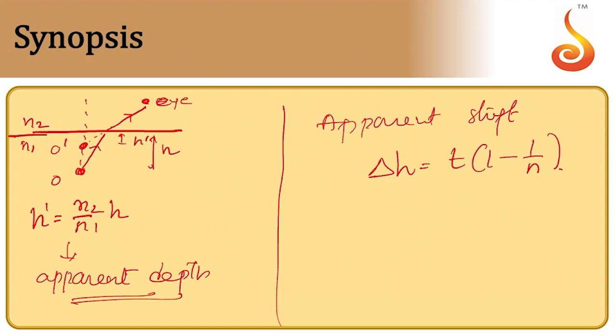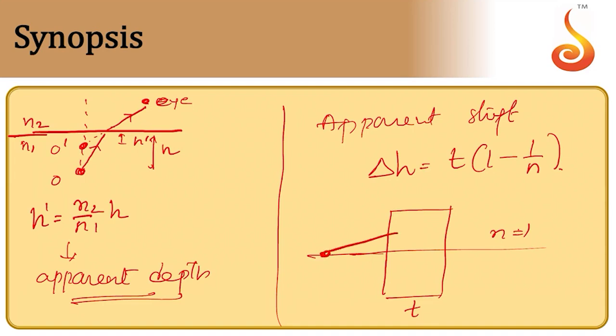For example, here if I look at it, then you can consider it like this. T is the thickness here and refractive index is 1 here. It's viewed from here, and the object is located here, and it travels like this, and eventually it comes out like this. So the reported position is here, and this is the apparent shift. Even though the object is here, it is perceived to be here. So that shift in the position, what is called as apparent shift, is given by delta h, which is t into 1 minus 1 by n.